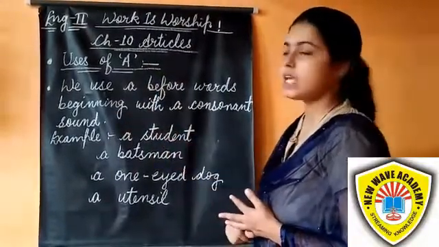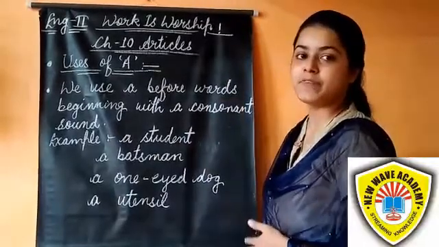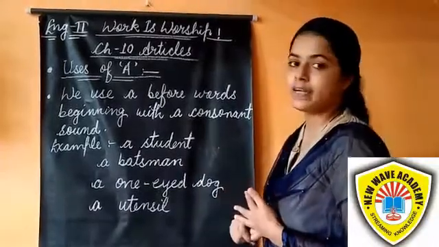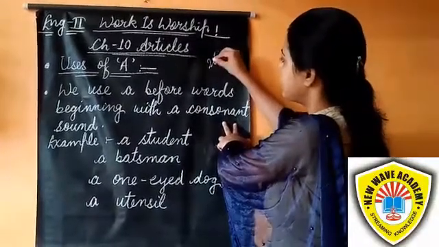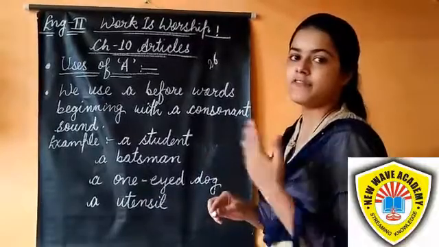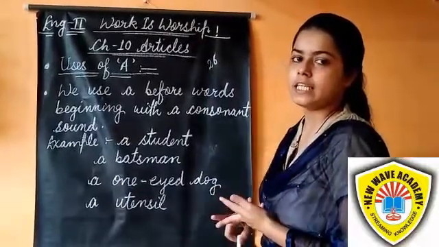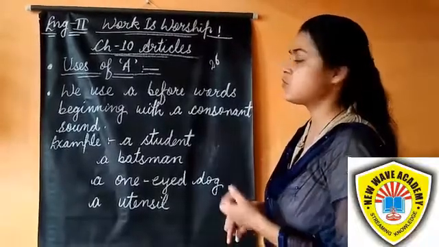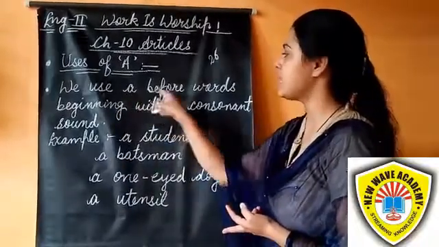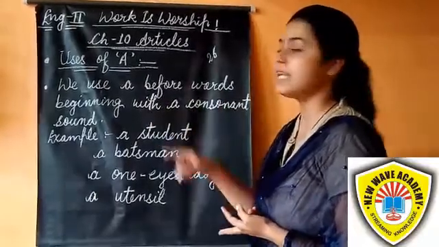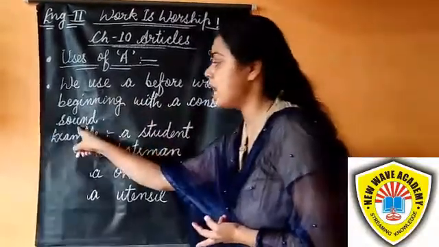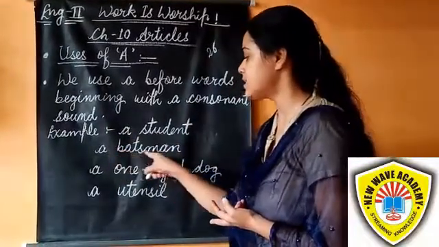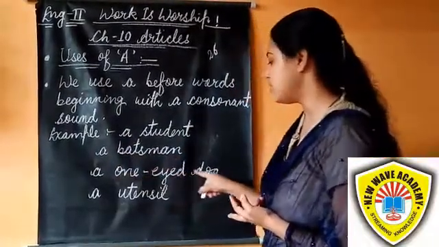We use a before words beginning with a consonant sound. You know very well there are 26 letters in the English alphabet. There are 5 vowels, A, E, I, O, U, and the rest, 21, are consonants. So we use a before words beginning with a consonant sound. For example, a student, a batsman, a one-eyed dog.